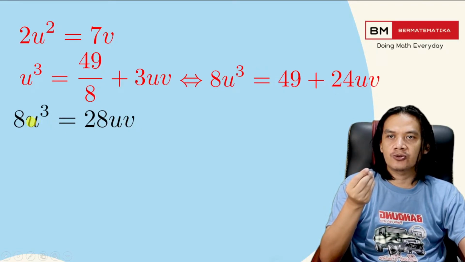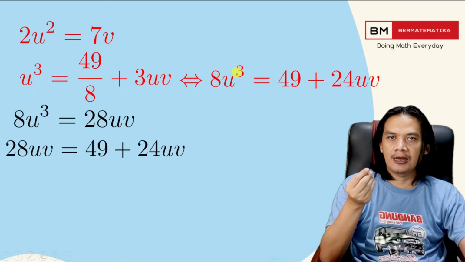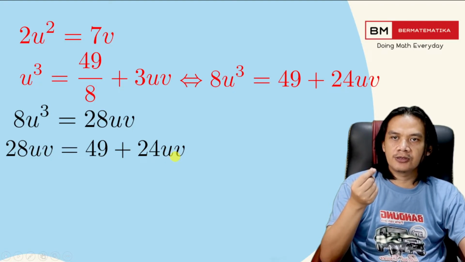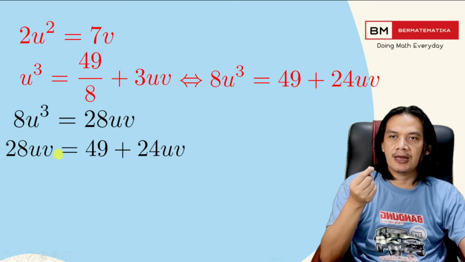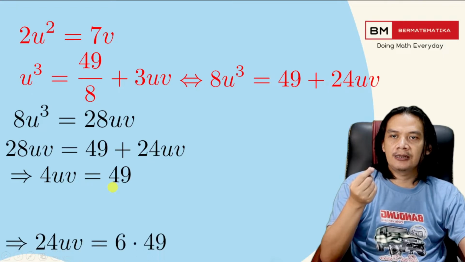So from these two equations, this and that, we conclude that the right hand side is equal to the right hand side of that equation. So 28uv is equal to 49 plus 24uv. So subtracting, or moving this to the left hand side, we get 4uv is equal to 49.